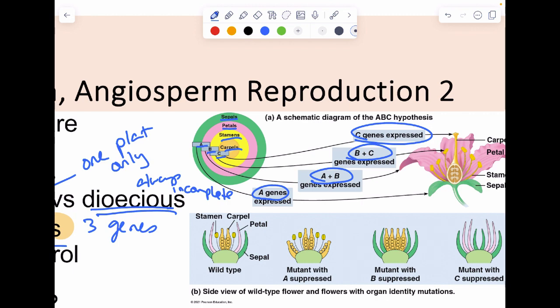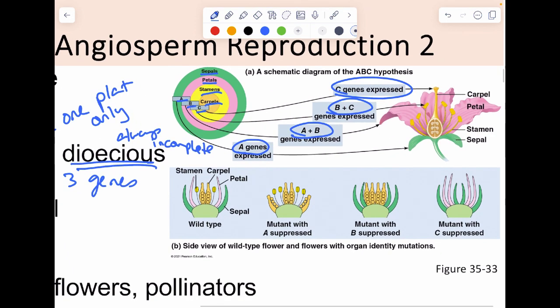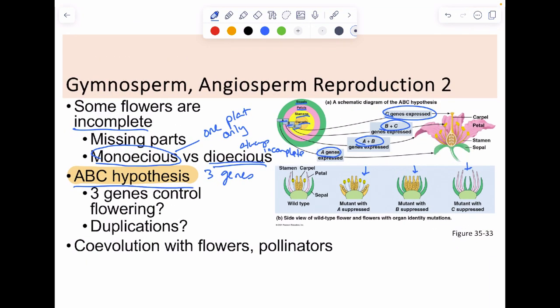So we can start to see patterns, and if we were to eliminate some of these or duplicate or whatever, we can start to get these mutants of varying forms of flowers. There's also a lot of coevolution with flowers and pollinators, so it explains why some flowers have really weird shapes.